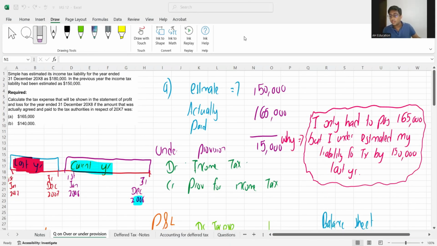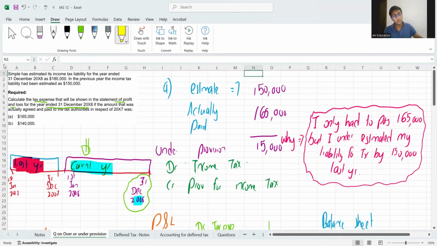Okay. Now let me explain what is this over provision or under provision through this example. What I want you all to do at this point is pause the recording and read this question. Why? Because I'm going to read it only in a summarized form. The examiner wants you all to find out the tax expense for the year ended on 31st December 2008, which will be shown under your profit or loss. So through this, what you need to understand is your current year is ending on 31st December 2008.